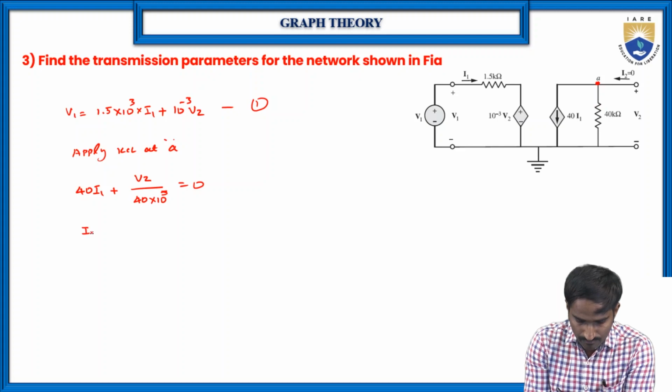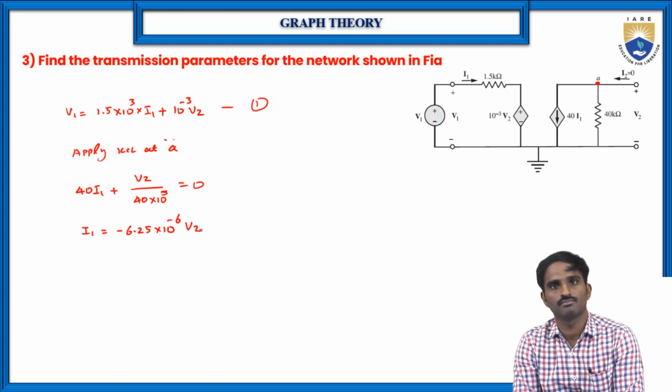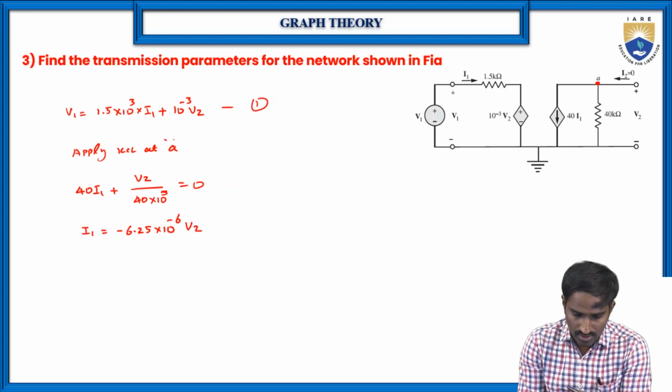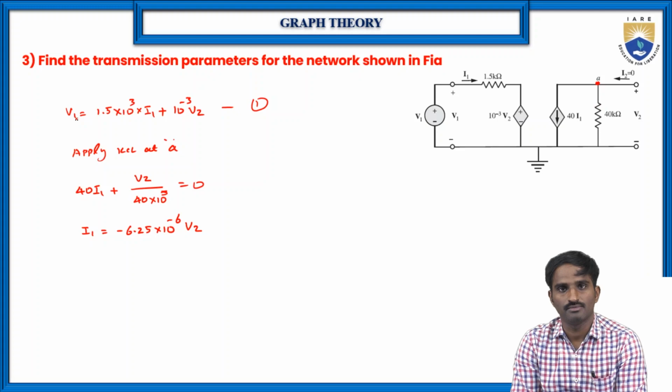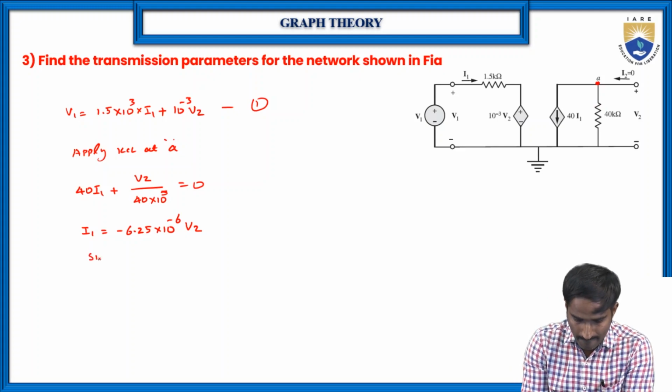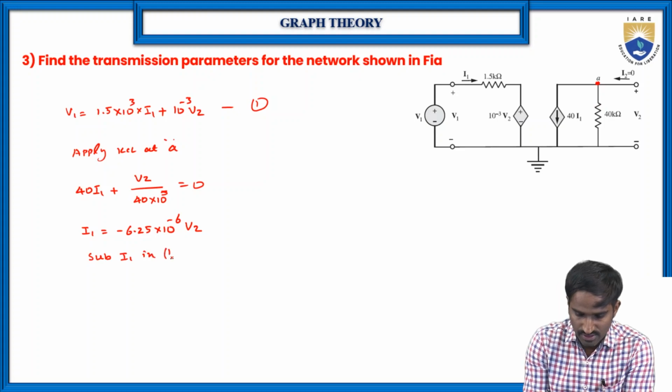So here I1 is equal to, if you simplify this, minus 6.25 into 10 to the power of minus 6 into V2, right? Then now substitute the value of I1 in equation number 1. Substitute I1 in equation number 1.